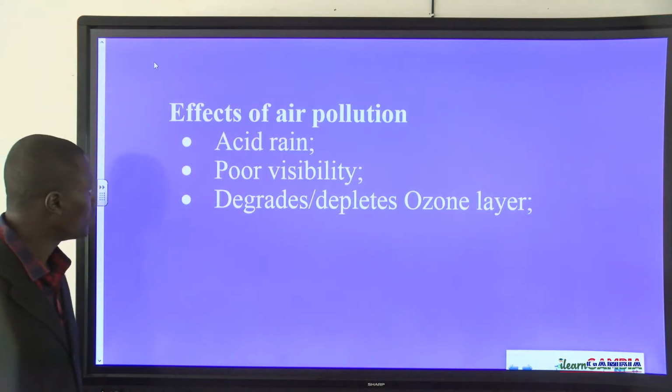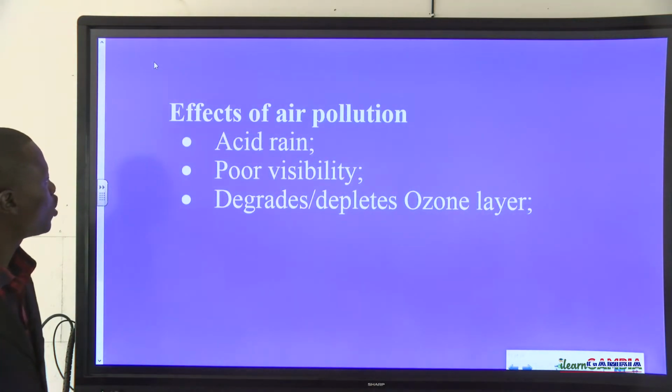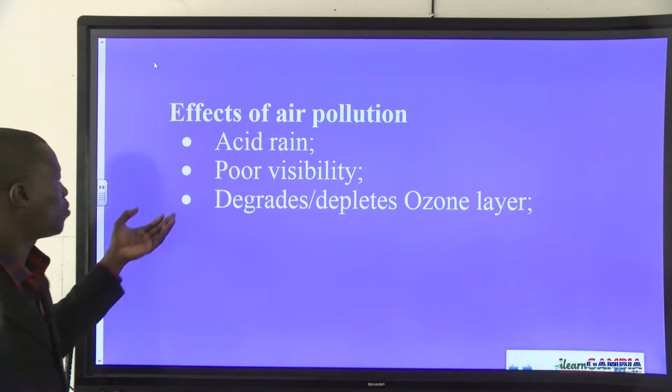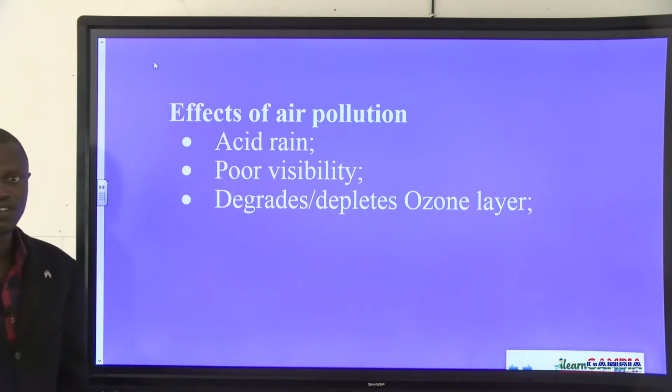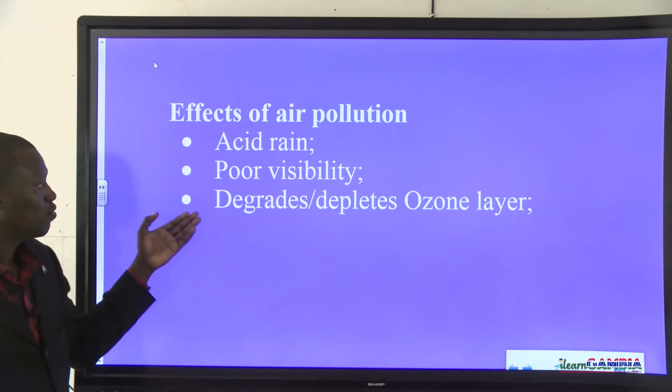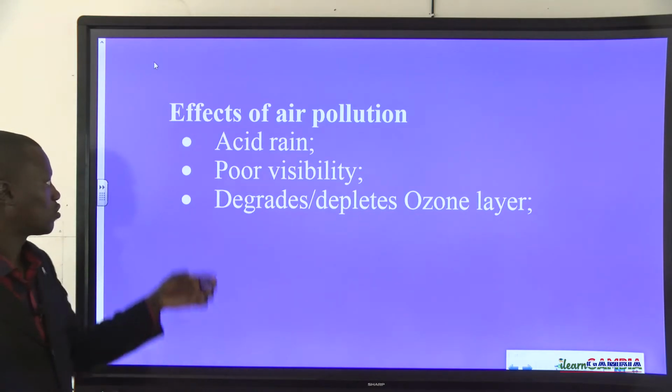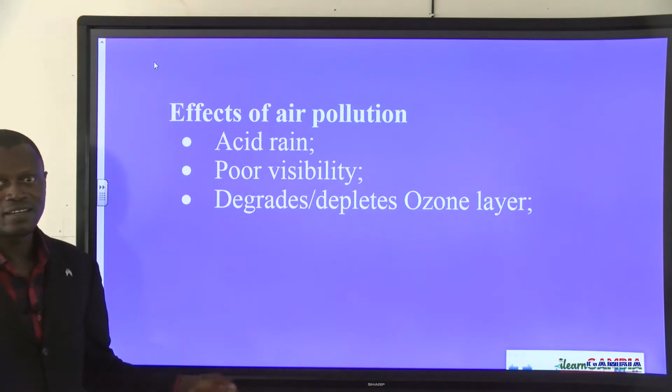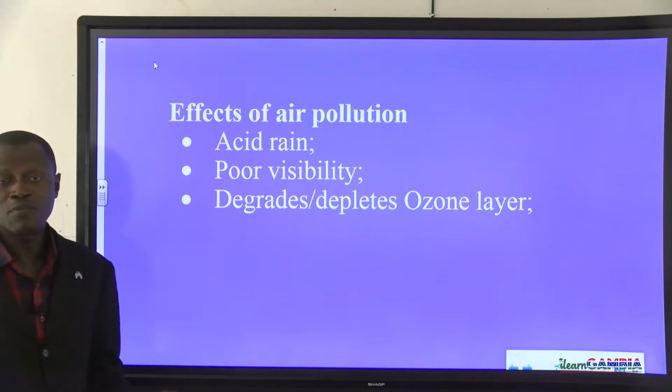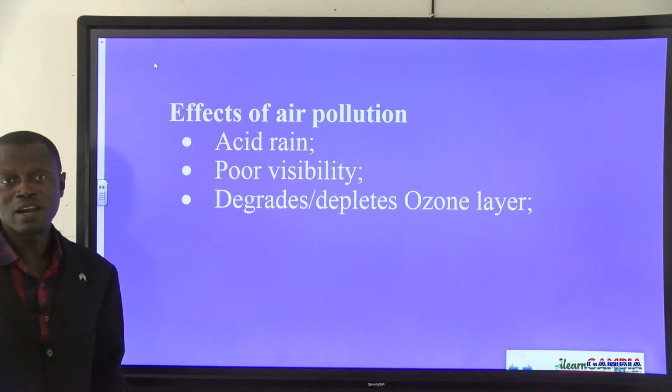Now, what are some of the effects of air pollution? Some of the effects, or the results. Where there is air pollution, what are the effects? What are the results? One, acid rain. It leads to acid rain. Our rainwater will not be normal. It will not be a normal rainwater.